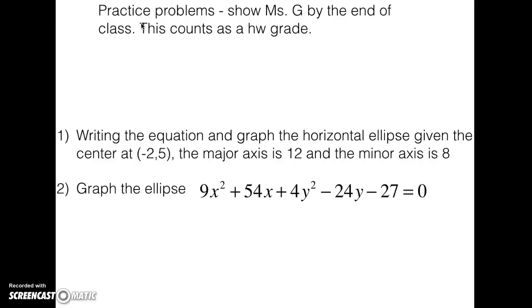So now what you're going to do is try these two problems yourself and show Ms. G by the end of class. This will count as a homework grade and I need to see it before you leave today.